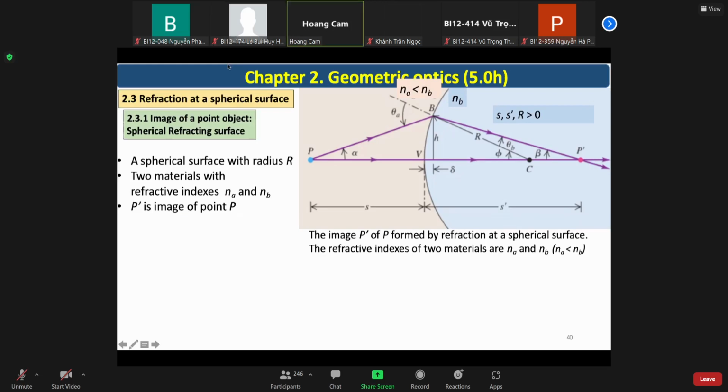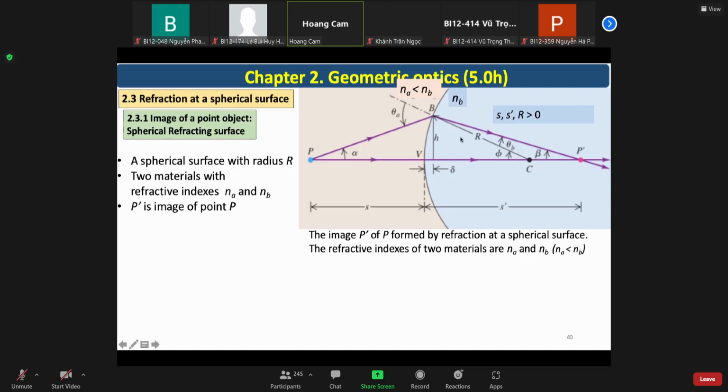I do hope that you feel less tired after a quite short break. Okay, so now we will come back to our lecture. We are discussing the image of a point object at a spherical refracting surface. What we just studied in section 2.2 is the case of the spherical reflecting surface, and now we move to the spherical refracting surface, which splits the materials.